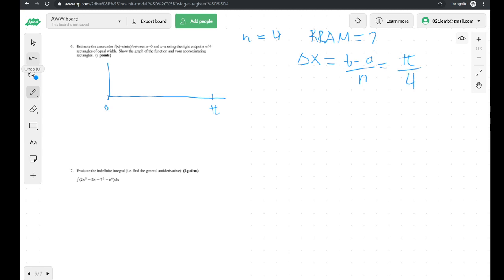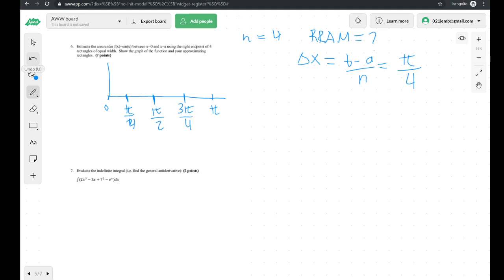So pi over 4 is delta x, meaning that we're going to add delta x starting from 0 up to pi. So 0 plus pi over 4 is pi over 4. And then plus pi over 4, we get pi over 2. Plus pi over 4 is going to be 3 pi over 4.